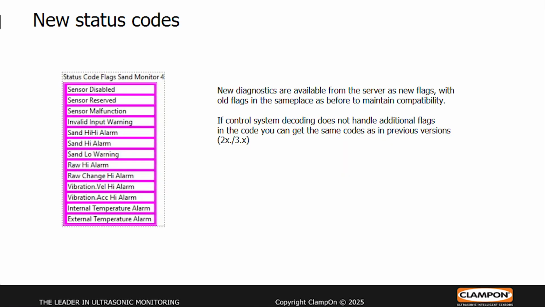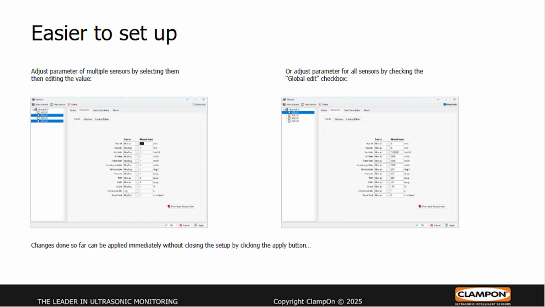For all the new alarms, if you install the new software and you import your old settings, you will be asked whether you want to keep the same alarm output to your control system, just to make sure it's compatible. But you can then also choose to get the additional alarms out from it.